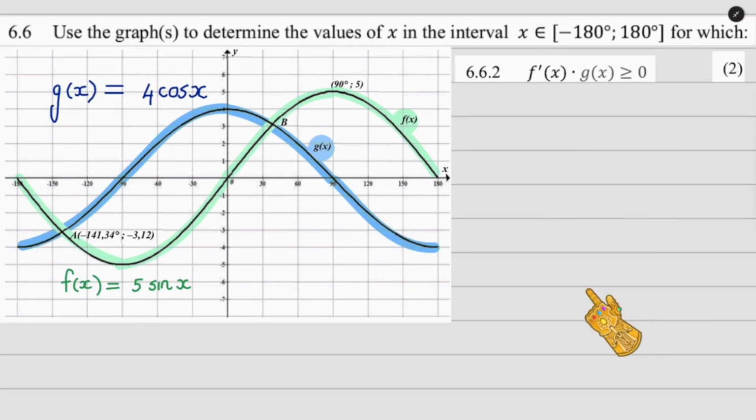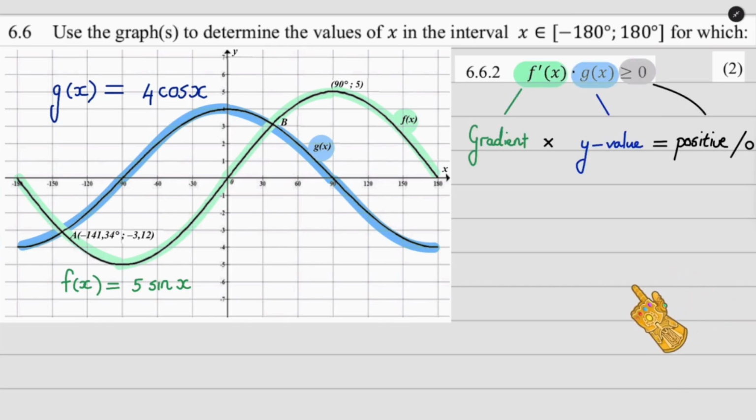And now we have officially reached our challenge round. 6.6.2 says, where is f dash of x times g of x greater than or equal to 0? So let's break this down and convert it into English. Okay, this one is a bit of a nasty little bogged down prawn.